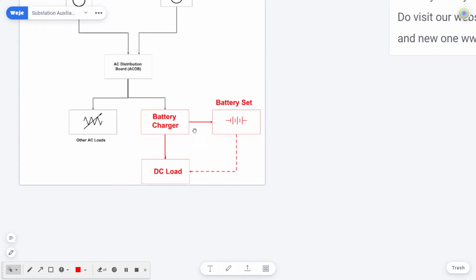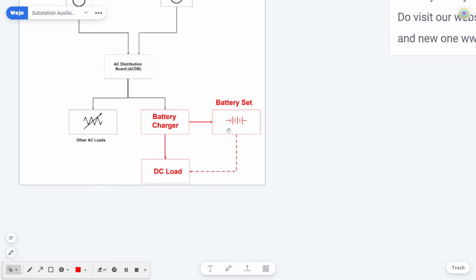Now our DC supply system starts. AC supply is given to the battery charger. In the normal condition, when the AC supply is present, the battery charger supplies the DC load, and at the same time it keeps charging the battery set.